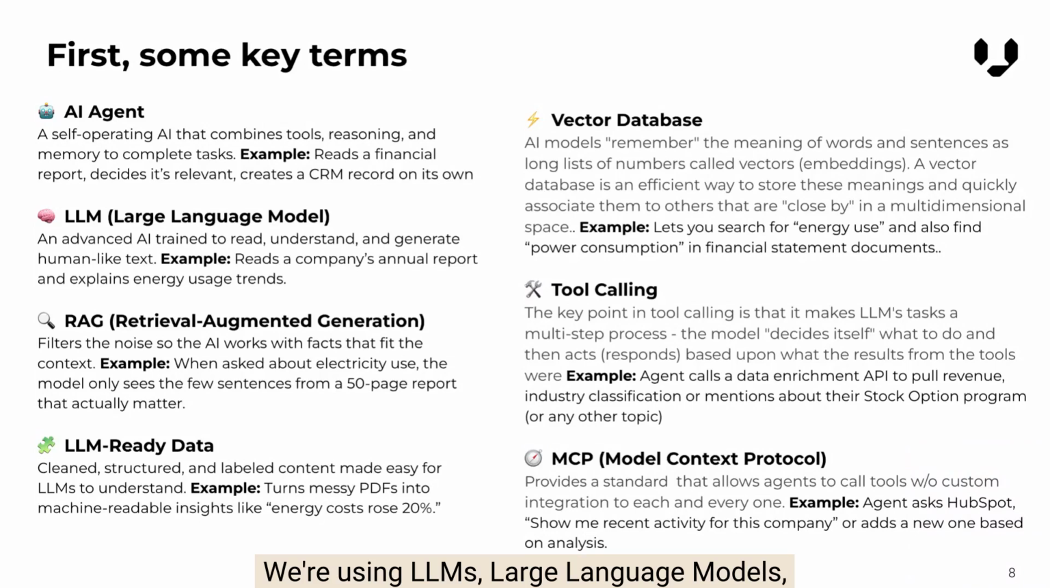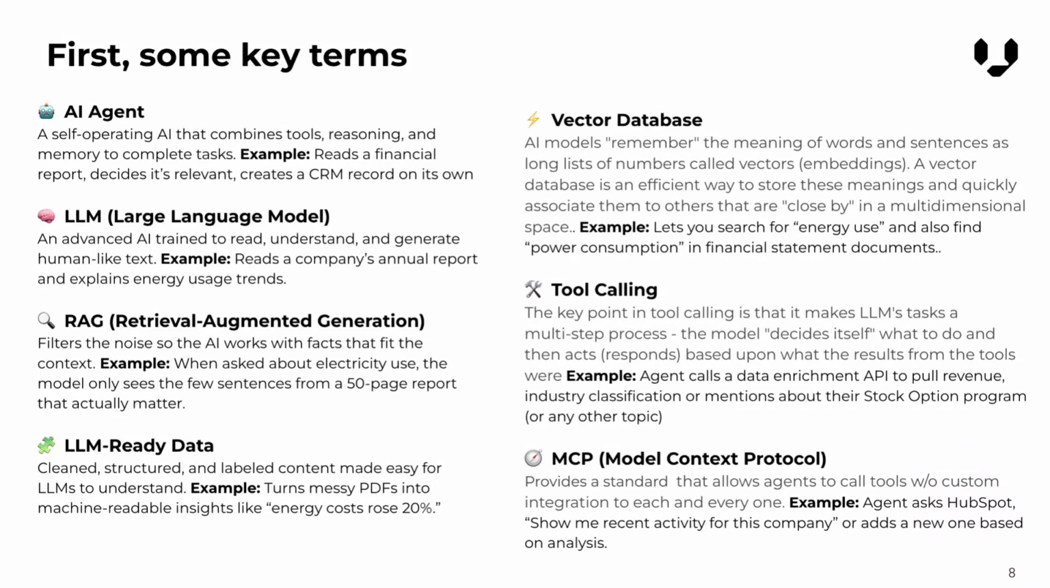We're using LLMs, large language models, so OpenAI, Gemini, DeepSeek. I think we all have heard about these LLMs, and it's simply an advanced AI that is trained with lots of training data to read, understand, and generate human-like text. So an example is that it can read a financial statement, an annual report, and explain what it found regarding energy usage trends, if that's the task we have given to the agent.